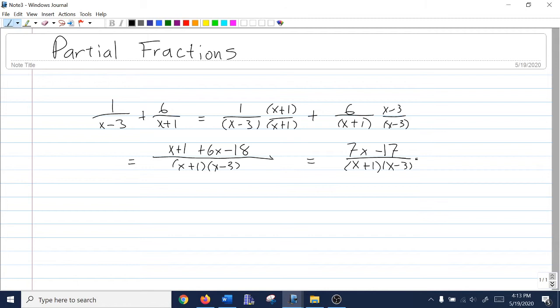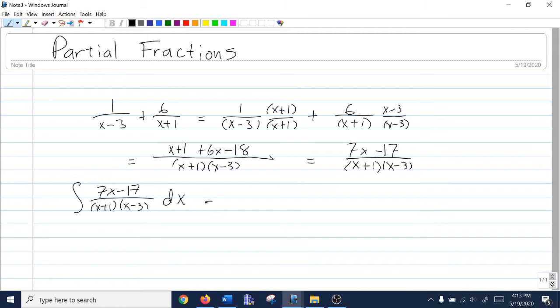Nobody's impressed. Why did I do this? The reason I did this is because maybe someday I'm going to ask you to integrate 7x minus 17 over x plus 1, x minus 3. And you can try a few things. If you FOIL out the bottom and complete the square, I think you can do a trig substitution and that works. I'm not sure how bad it is. I wouldn't really want to do it like that.